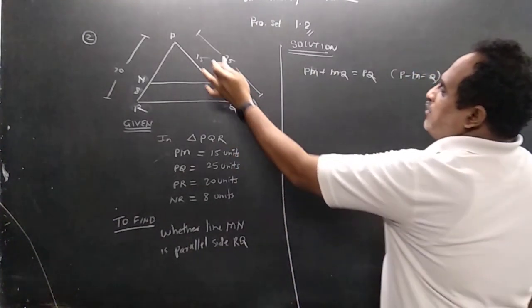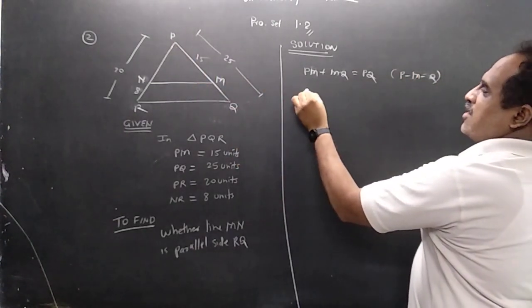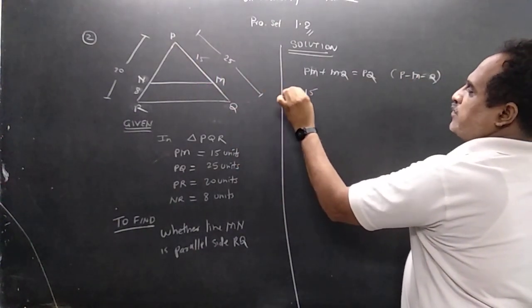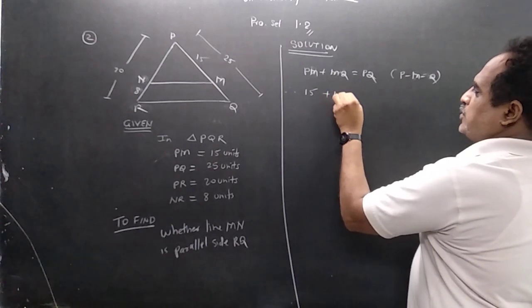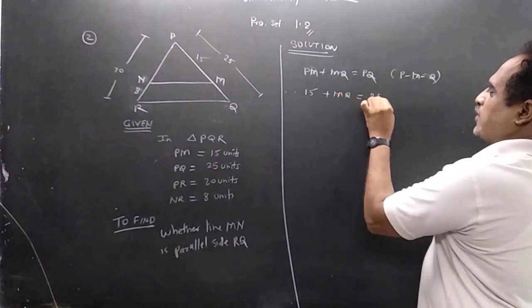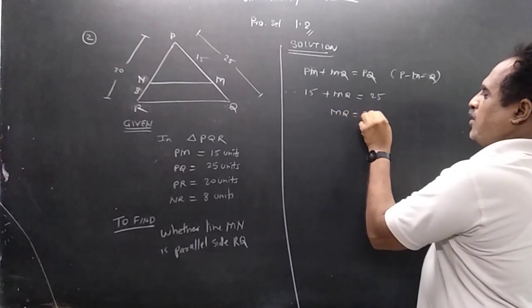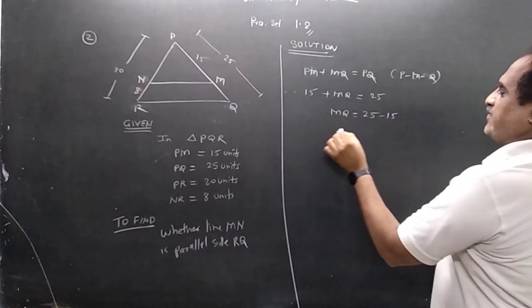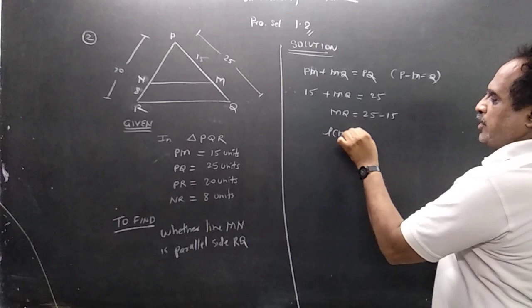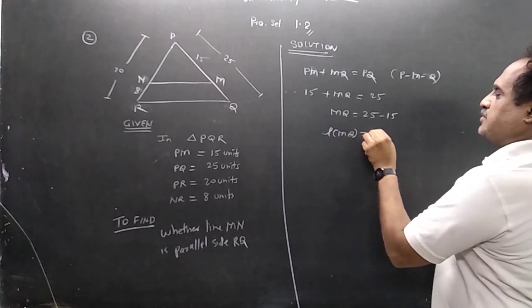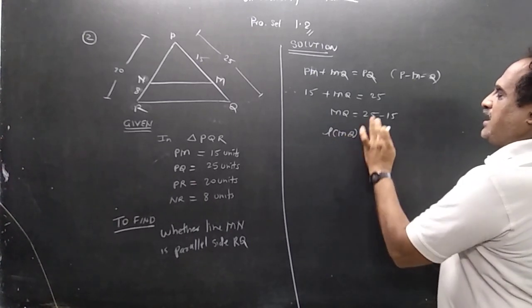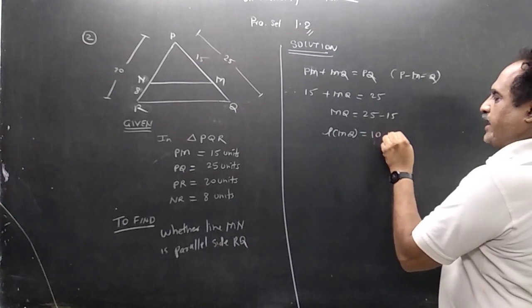So we know the value of PM. PM is how much? 15 plus NQ is equal to 25. So NQ is equal to 25 minus 15. Length NQ is equal to 10 units.